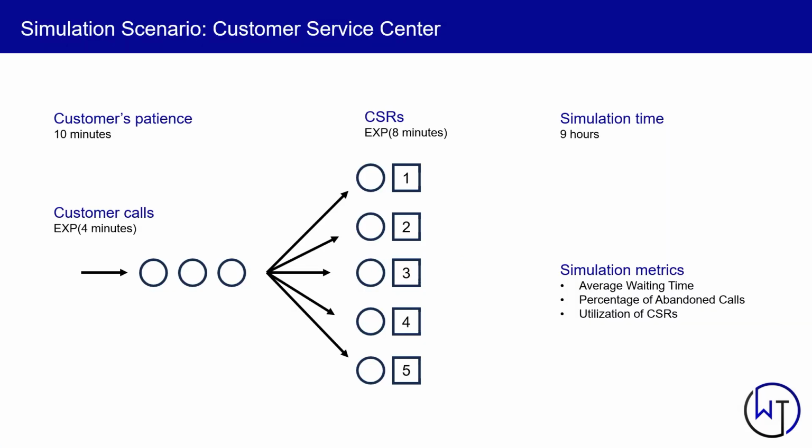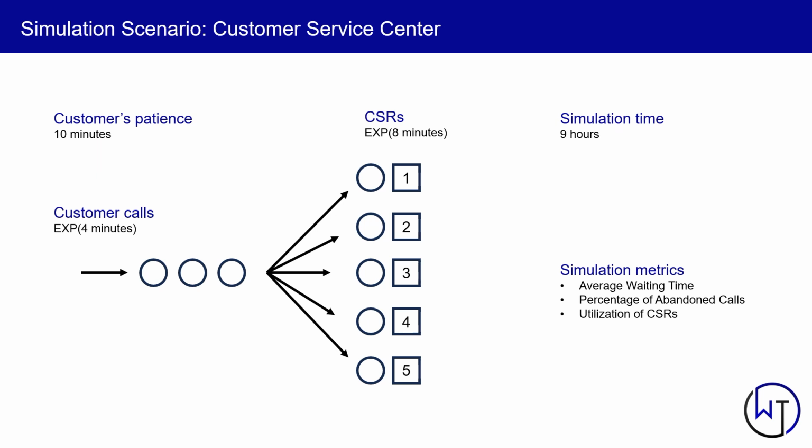First of all, let me show you the model input parameters, assumptions, and metrics. For the input parameters, the average time between customer calls is 4 minutes based on an exponential distribution. The number of customer service representatives available to handle customer calls is 5. I'll call them CSRs. The average service time per customer is 8 minutes, also based on an exponential distribution. There's one more parameter that is the maximum waiting time of 10 minutes, or the customer's patience. The simulation should run for 9 hours to represent a workday.